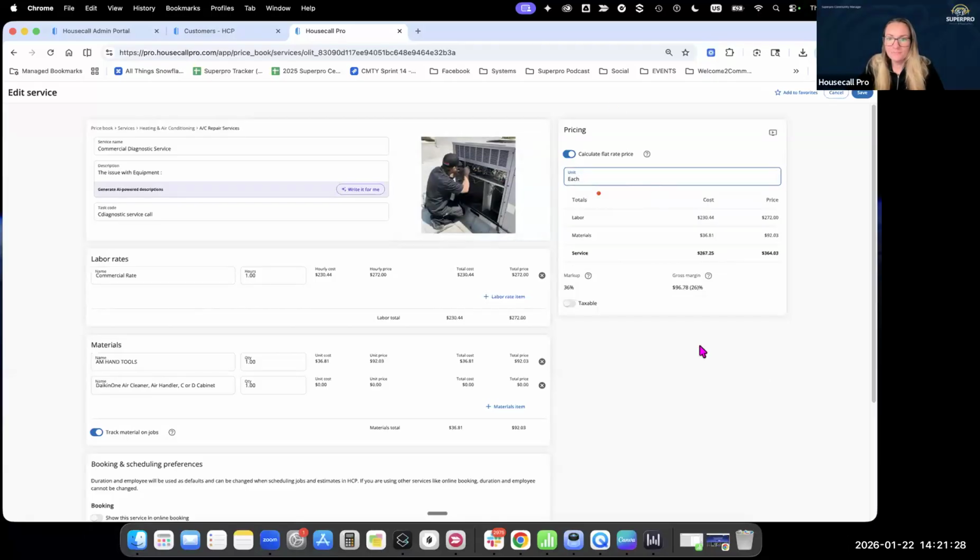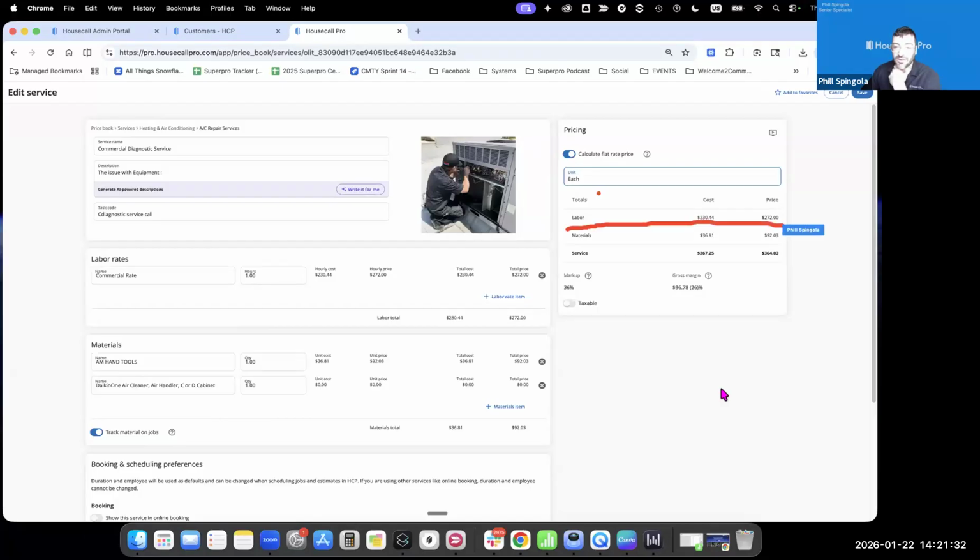Okay. So I really wanted to point out here that now in the price book, we can see that breakdown of our labor and our materials. Customer never sees any of this information. Our technicians don't see it unless we give them permission to, but really all the customer's going to see is that price at the end of the day.